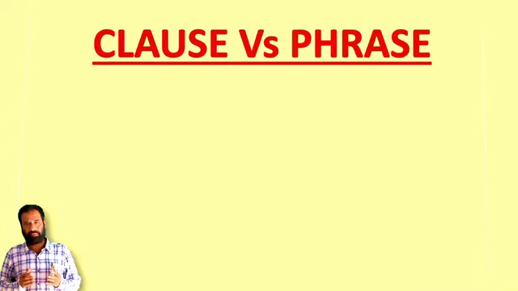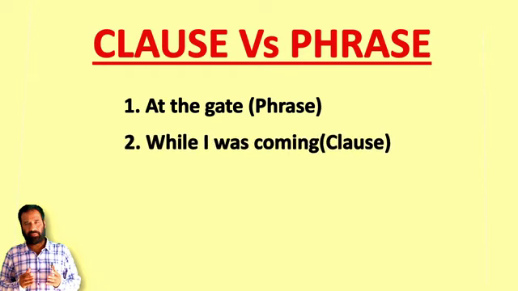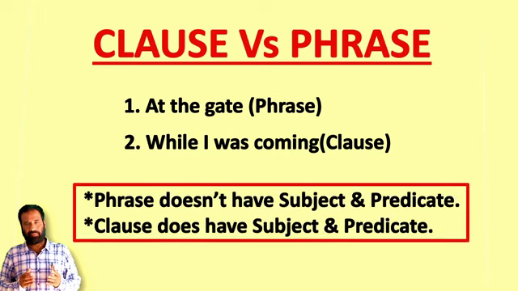Dear friends, I have just explained what phrases and clauses are. Just have a look at the difference between phrase and clause. Observe the first set of words, at the gate. This set of words doesn't have a subject and predicate. This set of words is called a phrase. Study the second set of words, while I was coming. This has a subject and predicate. This is called a clause. A phrase doesn't have a subject and predicate. A clause does have a subject and predicate. So this is the core difference between clause and phrase.